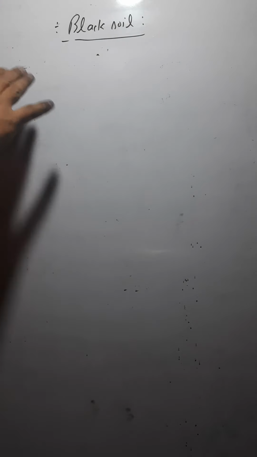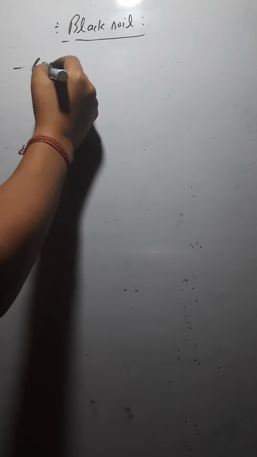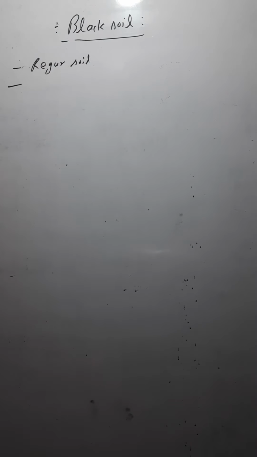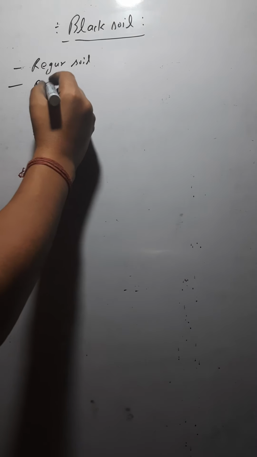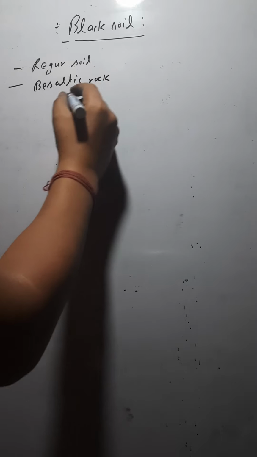Hello dear students, so now we would move ahead in this first chapter of class 10th geography, that is resources and development. Today we are going to discuss another type of soil, that is the black soil. It is also known as the regular soil, and this soil is mainly found in the basaltic rocks.